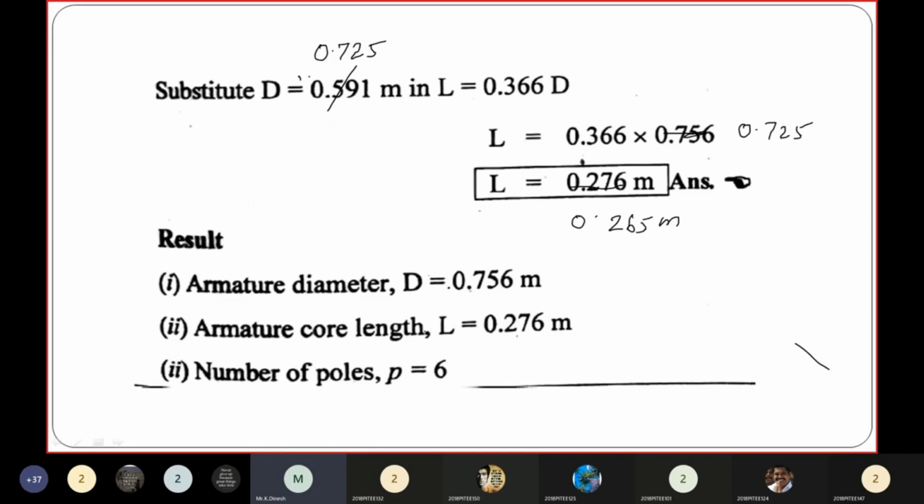So in this manner, we have to select our number of poles. So the first selection of poles is also satisfied. The second eligibility guideline is also satisfied. So this is one problem based on the number of poles.